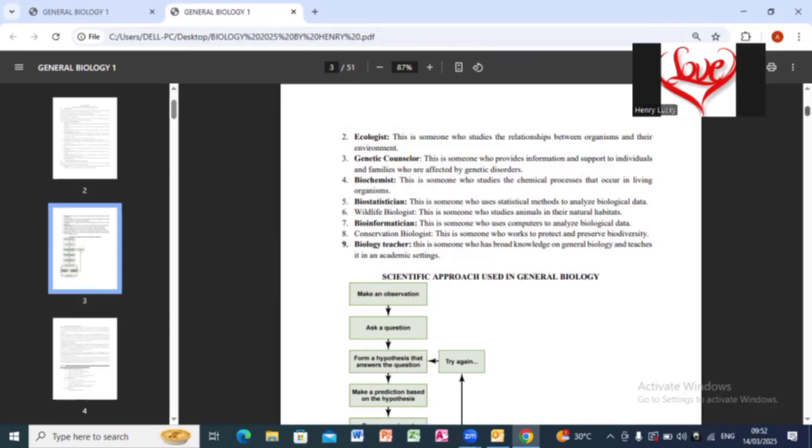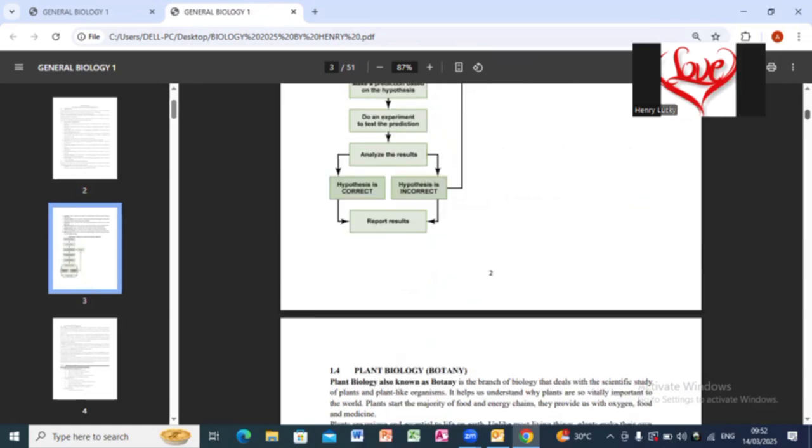Now, when we talk about scientific approach, we are simply talking about method: make an observation, that is observation, question, hypothesis, predictions based on hypothesis. Then you analyze your results. Then in analyzing your results, we talk about the hypothesis positive or the hypothesis negative.